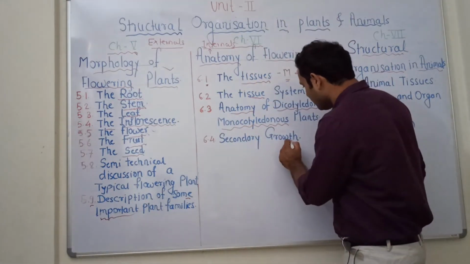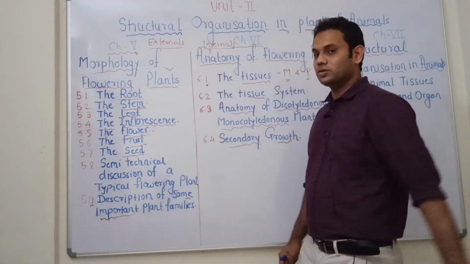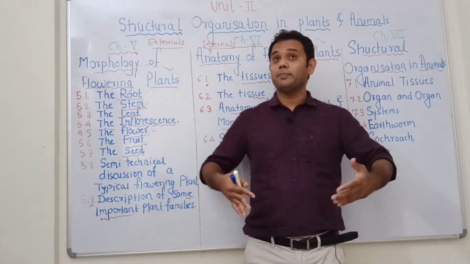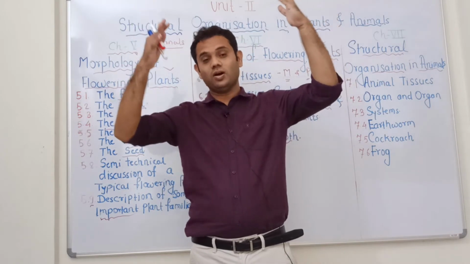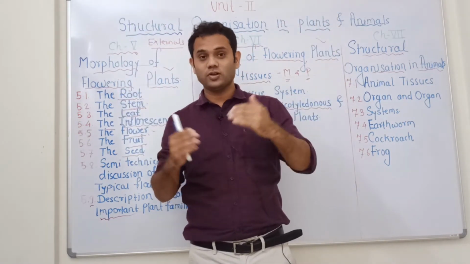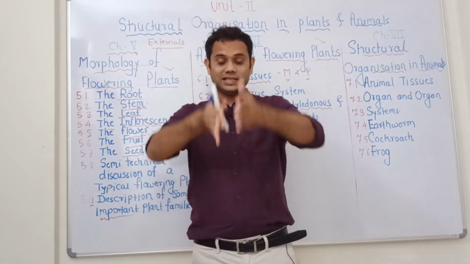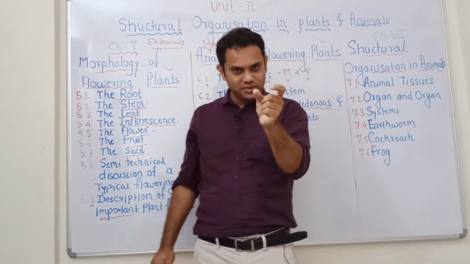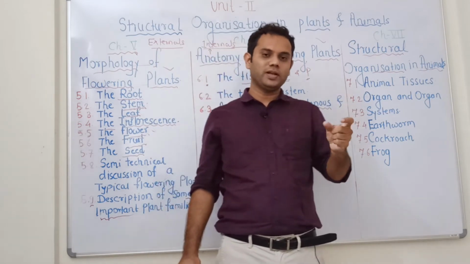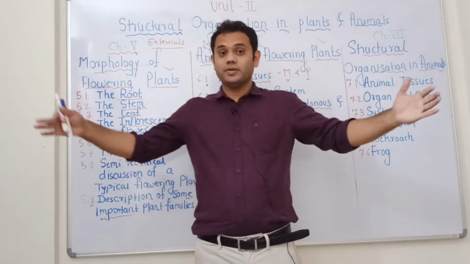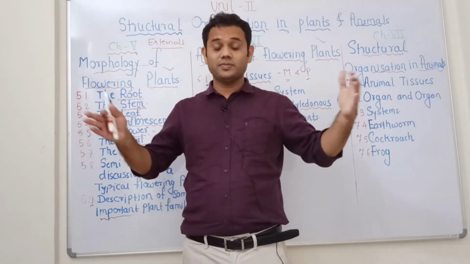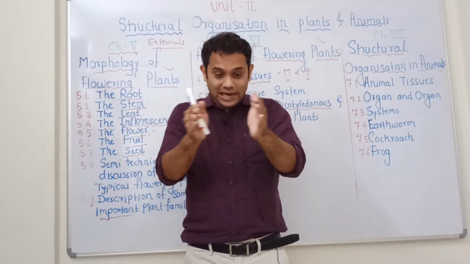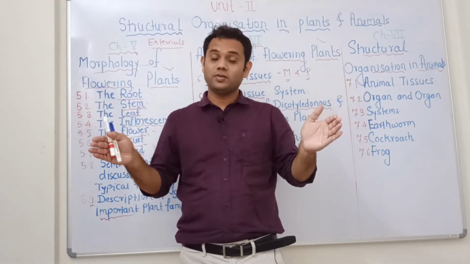And lastly, what is secondary growth? You can see that some plants grow very tall. You can observe a maize plant which is erect, but the girth of the stem is very small. But at the same time, a tamarind tree is very big. A ficus tree is very big. Why is it so? It is because of secondary growth. The lateral growth is called secondary growth.